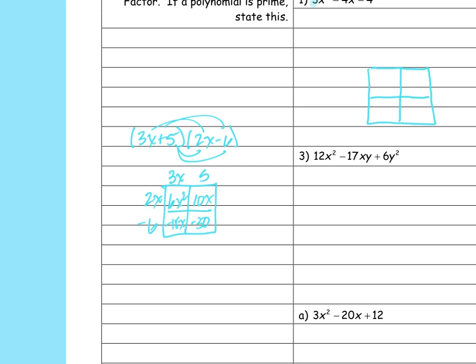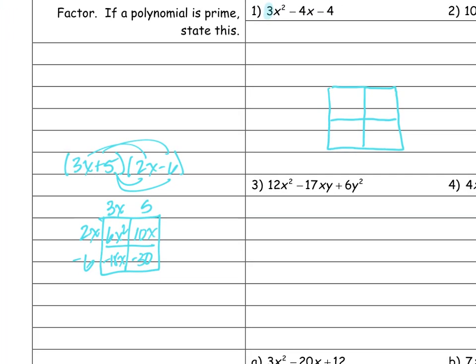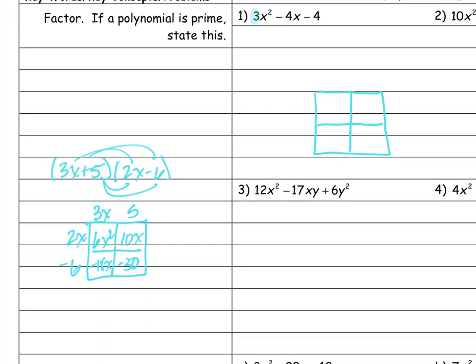I'm going to use this method in reverse. They have given me enough information here that I can find everything that goes inside the box. And then what I do is I factor to get the outside of the box. That's the factor, that's the grouping part.